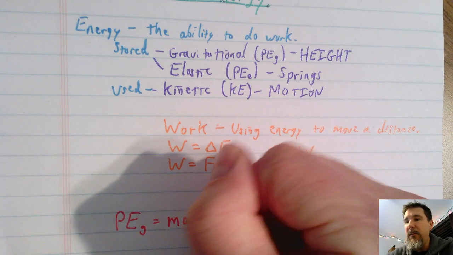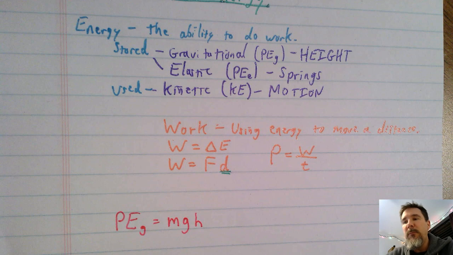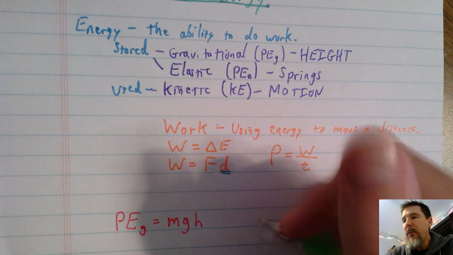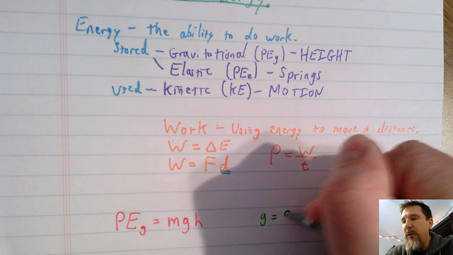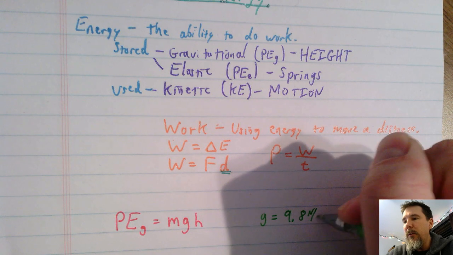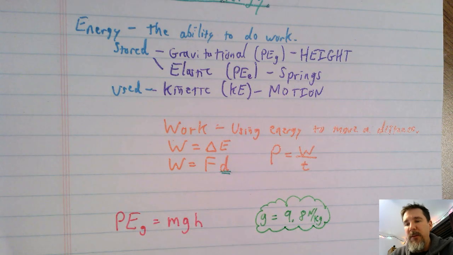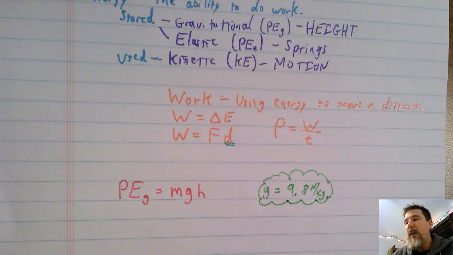I'm writing this down. Hopefully this is not news to you, it is mgh. Now, one little caveat to keep in mind, and I can write it in orange: this g is a constant, and it's always on Earth going to be 9.8 newtons per kilogram. Make sure to write that down on your note card. You don't want to have to sit there and wonder what it was. We're going to use it so much that hopefully it'll come to you, but just in case, you're going to have it on your note card.